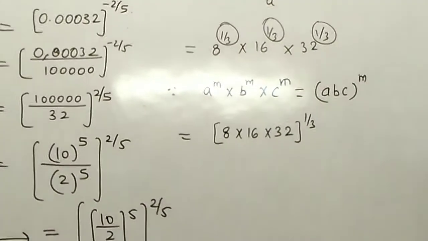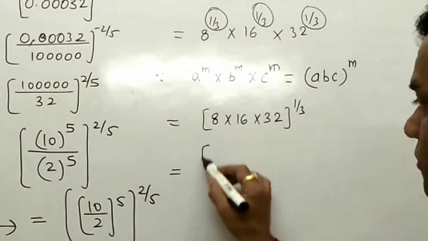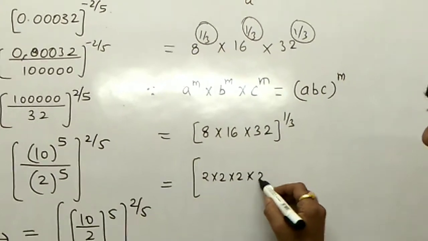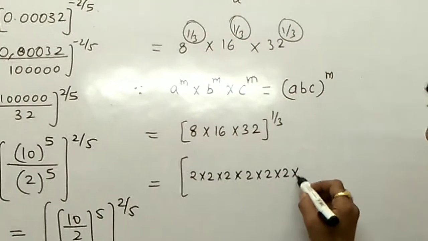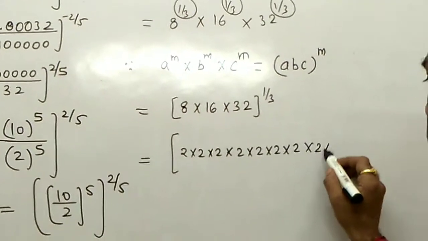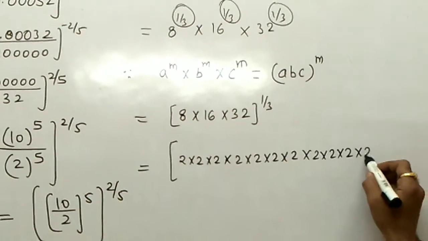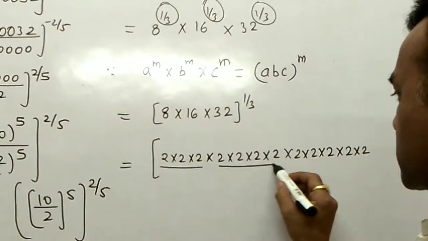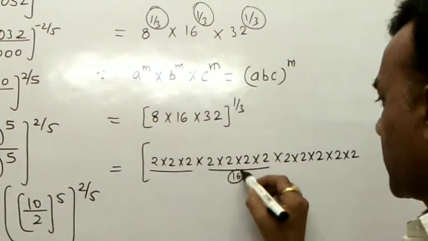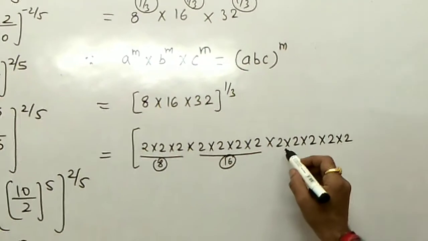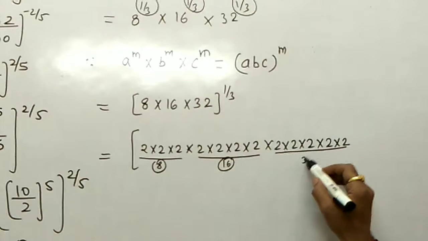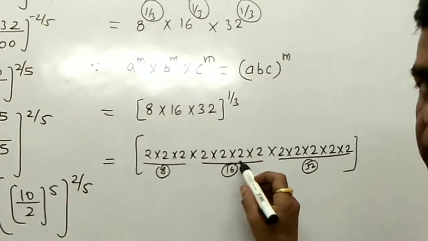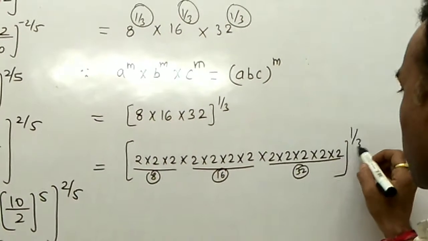Okay, then you write down the factors. Like 8 has factor 2, that is 2 into 2 into 2. 16 you write down 4 times, and 32 you write down 5 times. So this is the factor for 8, this is for 16, and this is the factor for 32. So how many times is it? 3 times, 4 times, and 5 times, whole to the power 1 by 3.